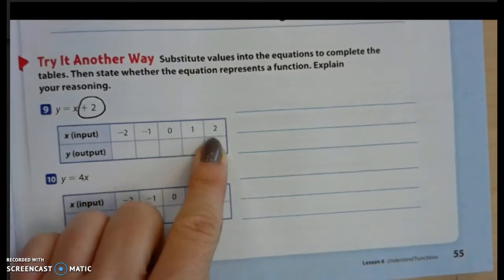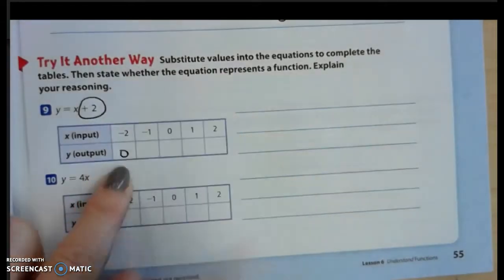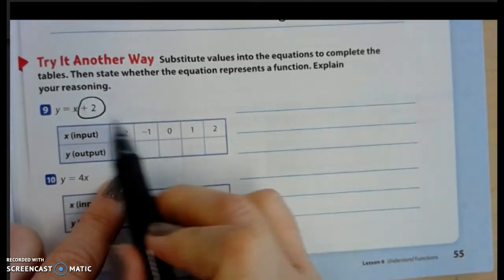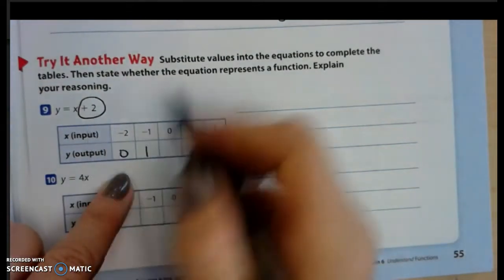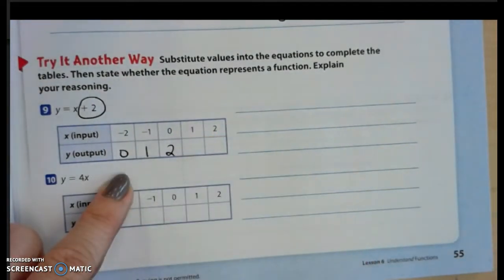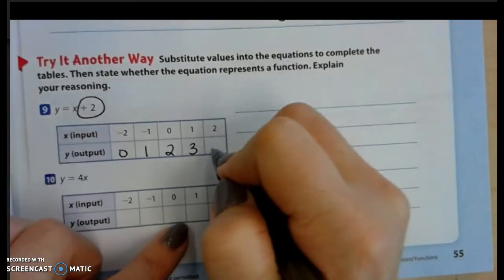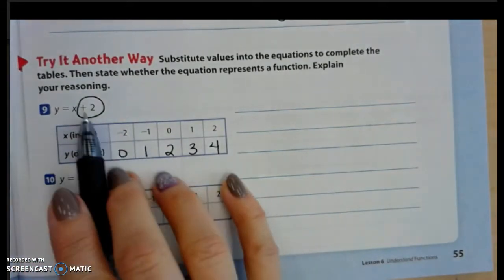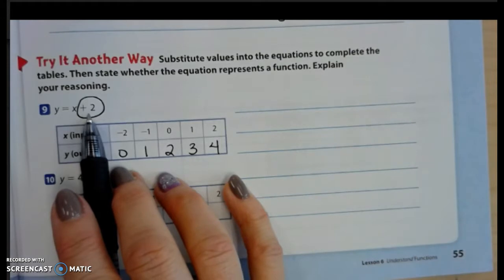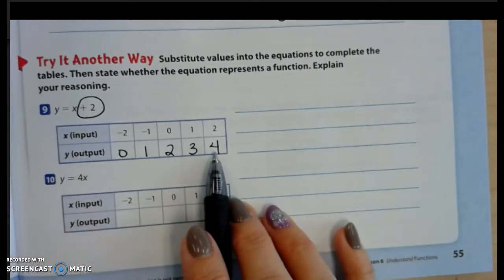So the inputs are listed. -2, add 2, and get 0. -1, add 2, and get 1. 0, add 2, and get 2. 1, add 2, and get 3. 2, add 2, and get 4. So using our inputs, we plug those into our operation or our function, and it yields our output, which is the y's. And then you just complete the table.